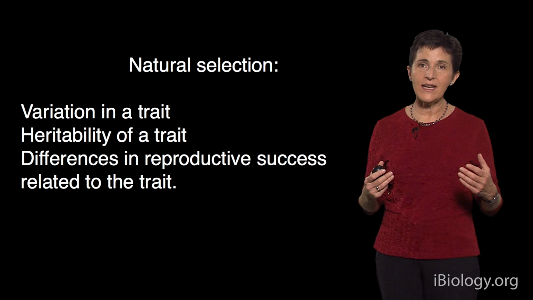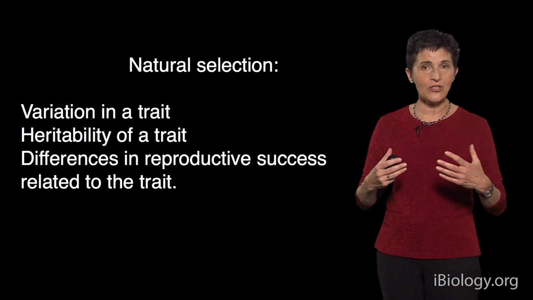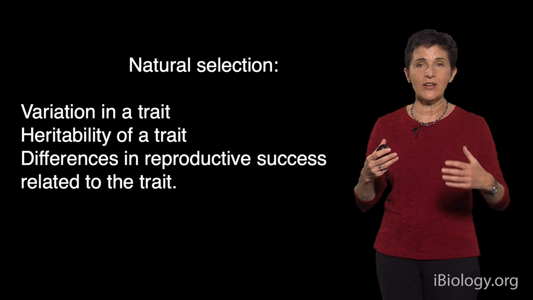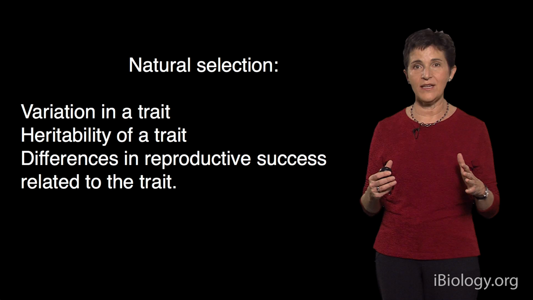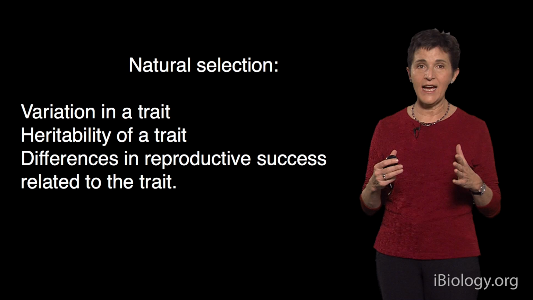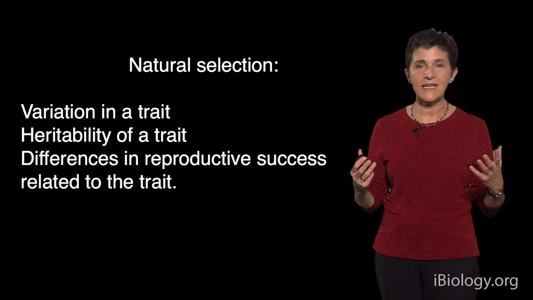Then that trait has to be heritable, because natural selection acts over many generations. And if the trait isn't heritable, if the offspring don't resemble their parents, then over many generations, things might reshuffle, but there will be no trends. And finally, and here's where the ecology comes in, there have to be differences in reproductive success related to the trait. The trait has to make a difference ecologically to how the organisms survive and reproduce.